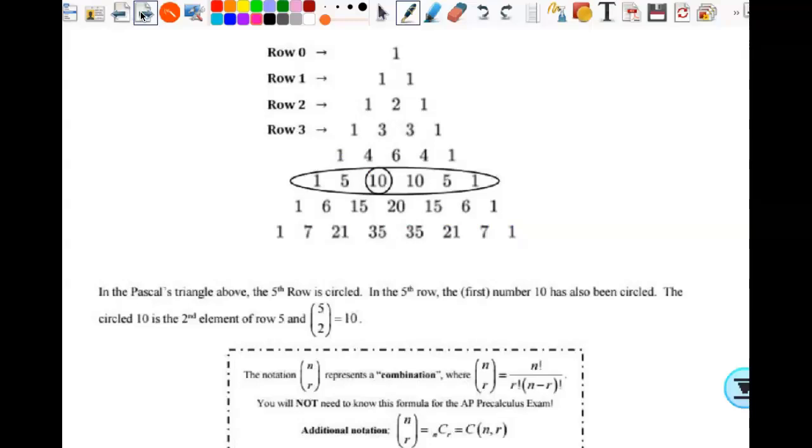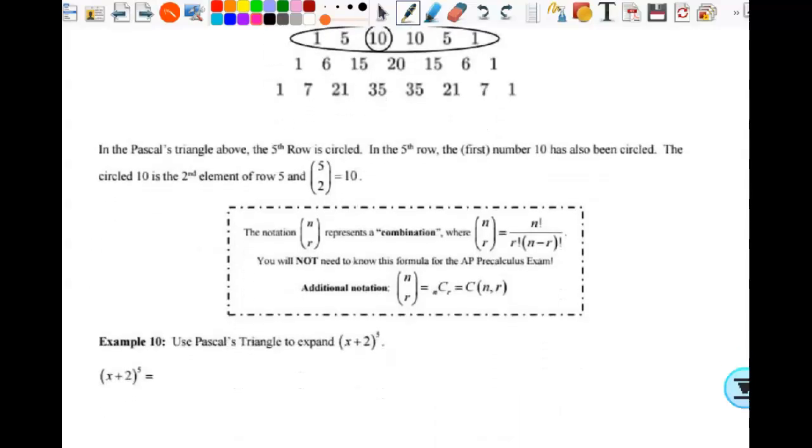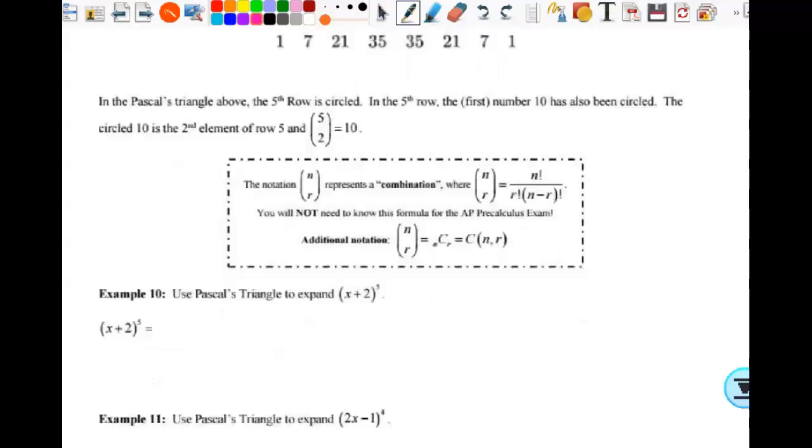So row 5 is circled, right? In the 5th row, the first number is 10, so there's 2 10s. That is the second element, because remember we start with 0. So if you see this notation here, it's not a fraction with a missing fraction bar or anything. It's 5 things chosen 2 at a time. Your answer would be 10. That's how you get that number off of there. But again, we're not really looking at this exactly like that. And this is the combination formula that you would have seen in geometry.